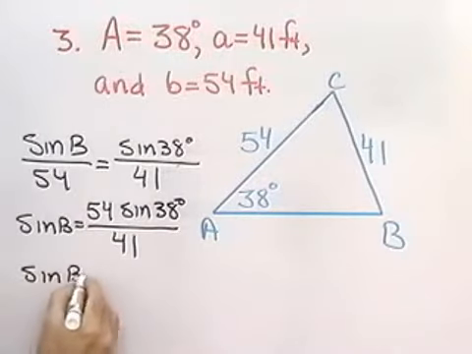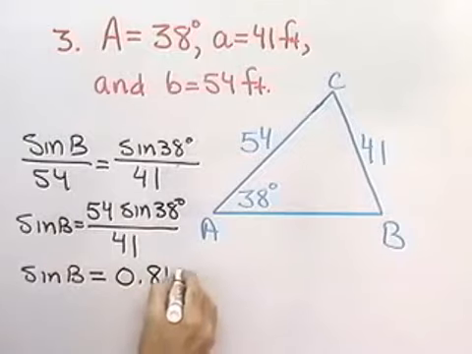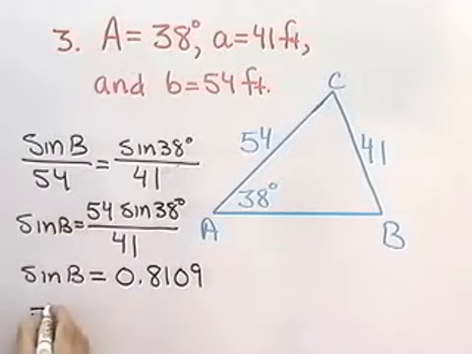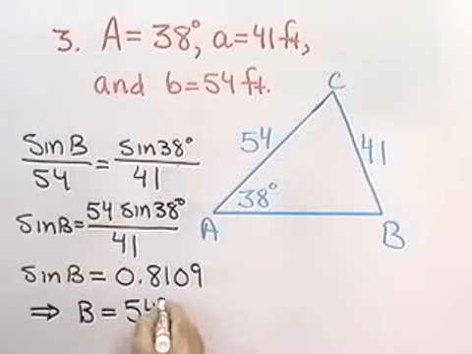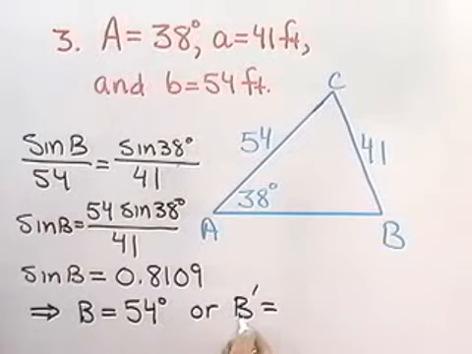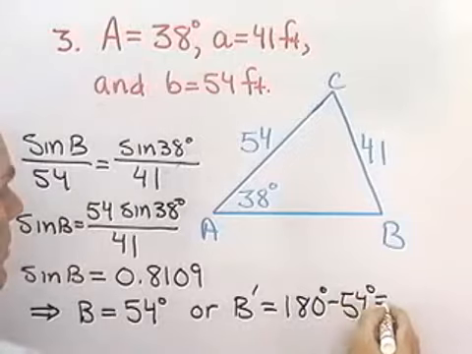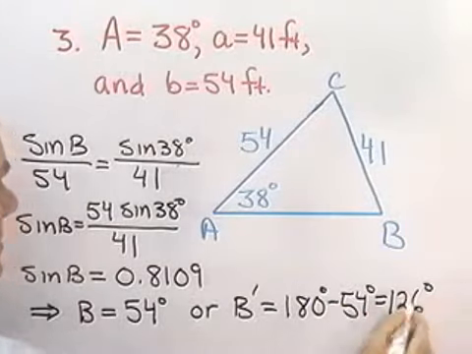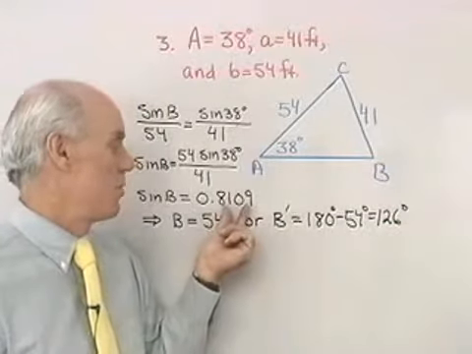I've worked this out on my calculator, and sine B comes out to be 0.8109. From my calculator, then, I know that angle B could be, using the inverse sine button, 54 degrees. But I also know that angle B could have a second value, so I'll call that B prime, 180 degrees minus 54 degrees, which is 126 degrees. So, again, I have to include this possibility. Sine B comes out to be 0.8109.